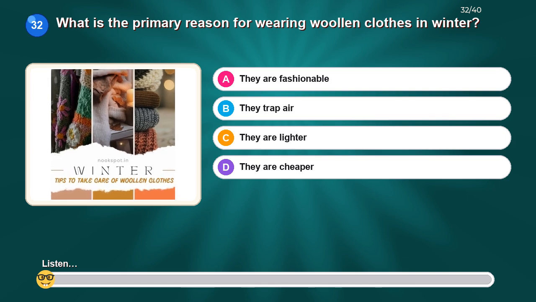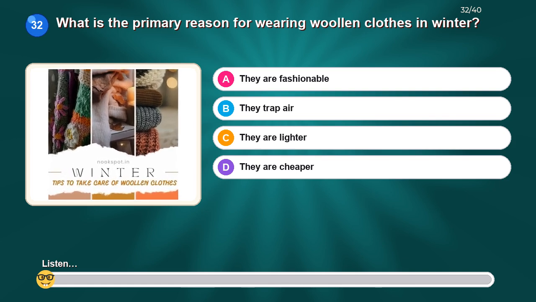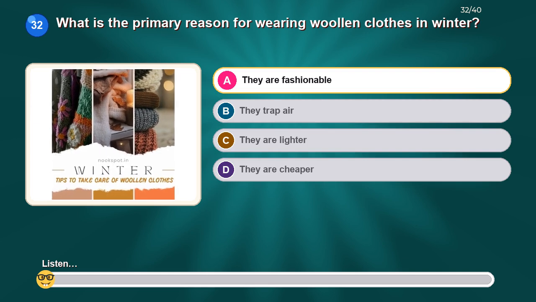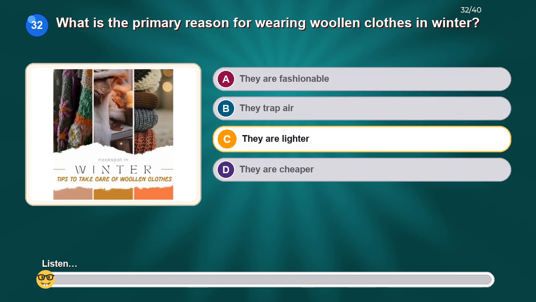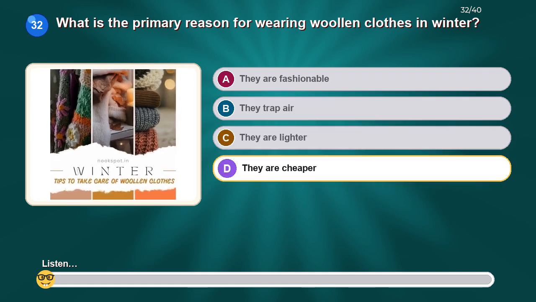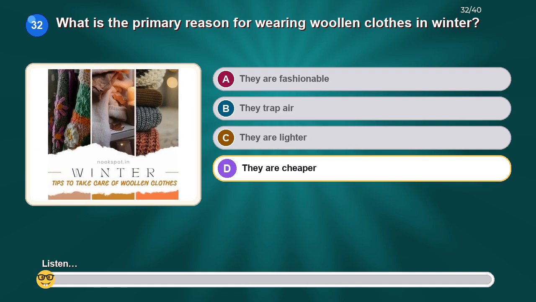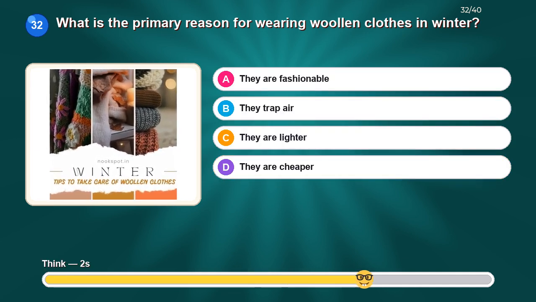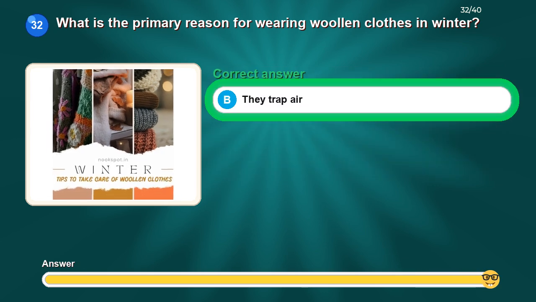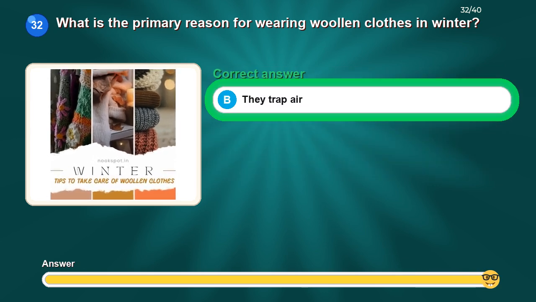What is the primary reason for wearing woolen clothes in winter? Option A, they are fashionable. Option B, they trap air. Option C, they are lighter. Option D, they are cheaper. The correct answer is, they trap air.